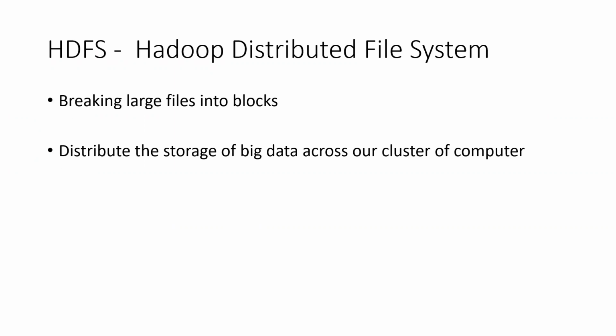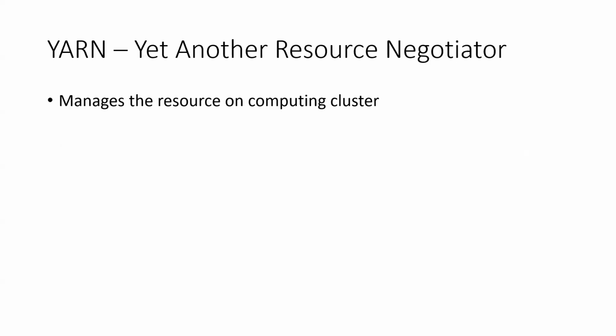So HDFS, Hadoop Distributed File System. As I mentioned, this will break large files into small chunks or small blocks, and it will help to distribute the storage of big data across our clusters of computers. So we are not storing the big file there. We are using HDFS, that means distributed file system, and we are storing this file in small chunks so that while retrieving the data from the file, it should be much faster. We'll get output from each of the nodes, and the work should be processed in parallel. So that is why HDFS comes into the picture.